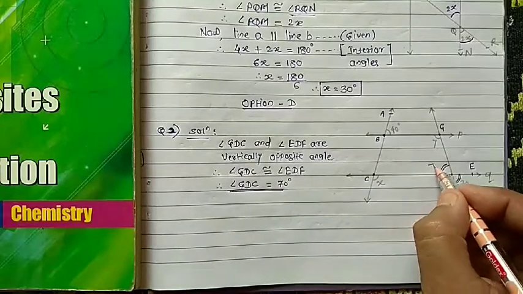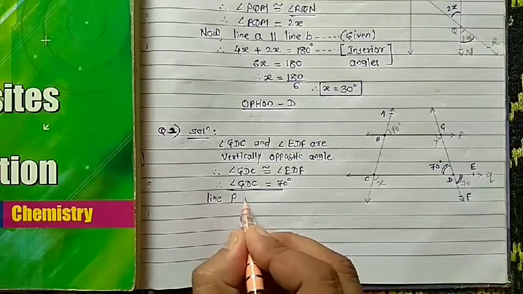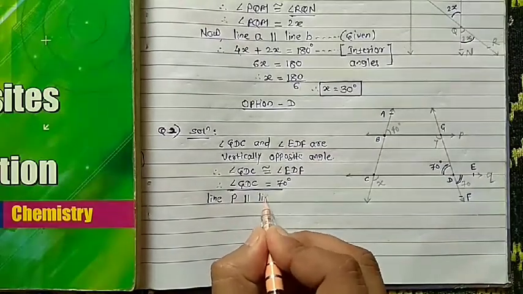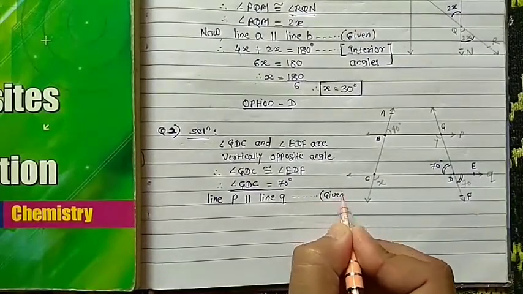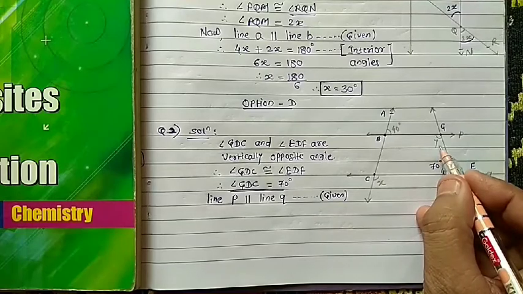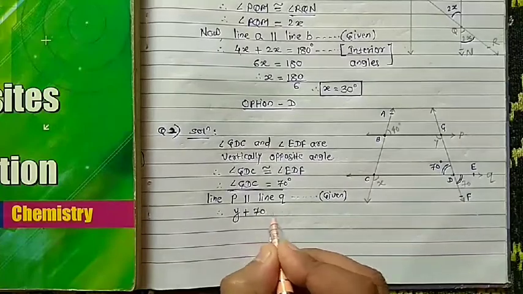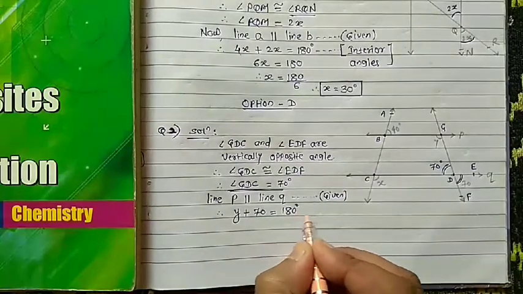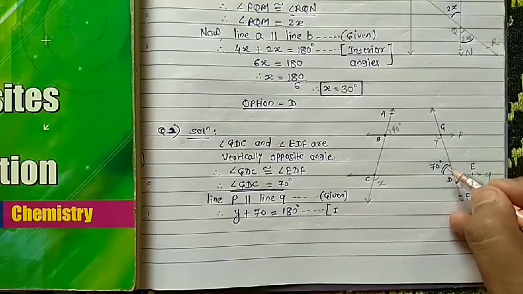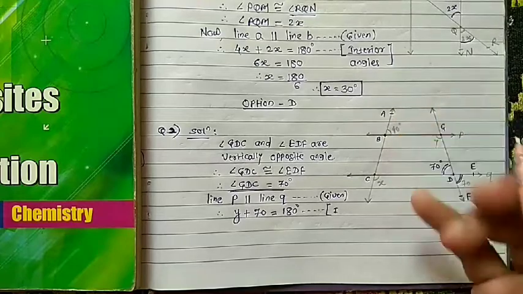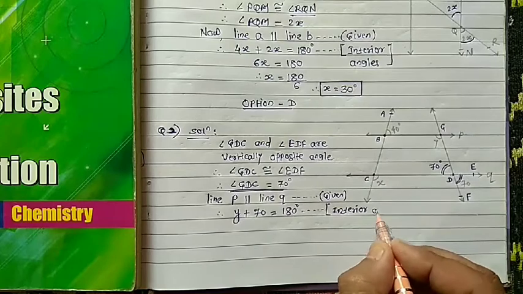So now this is equals to 70 degree. Line P is parallel to line Q. The reason is given. So therefore this angle Y, therefore Y plus 70 is equals to 180 degree. These two angles are interior angles to the same side of transversal. So here is the reason, interior angles.